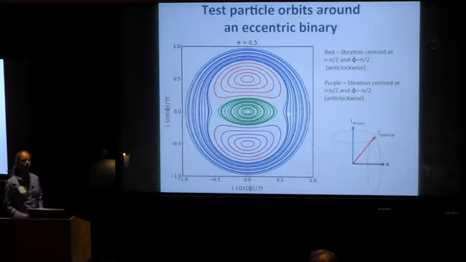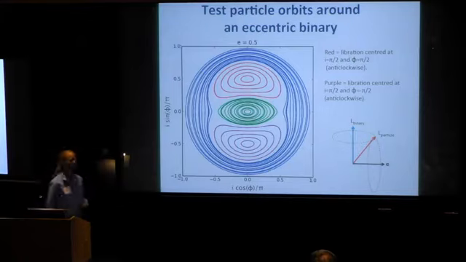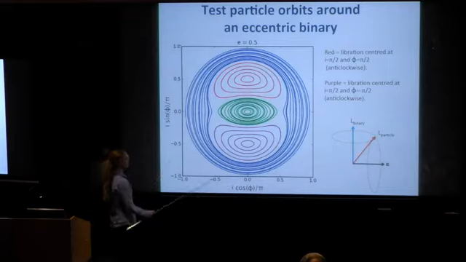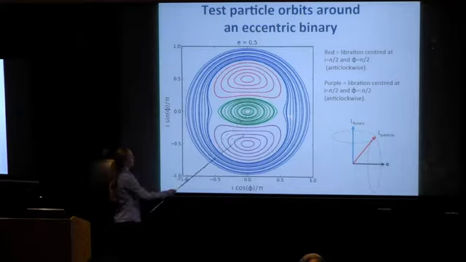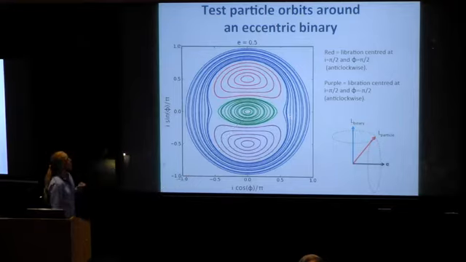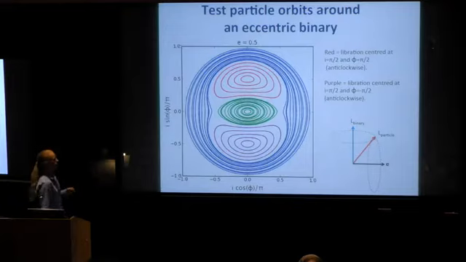Okay, but things become more complicated when we introduce some eccentricity into the binary orbit. So this, again, is the same phase plot that I showed before. So I cos phi, I sin phi. Remember, the inclination is the distance from the origin. But this is now for an eccentricity of 0.5.